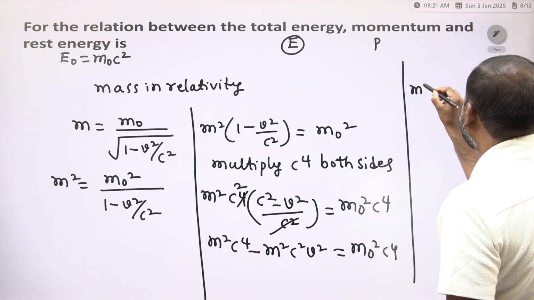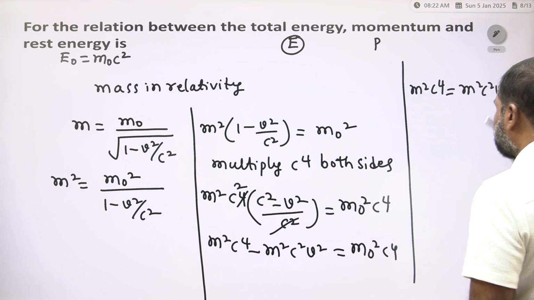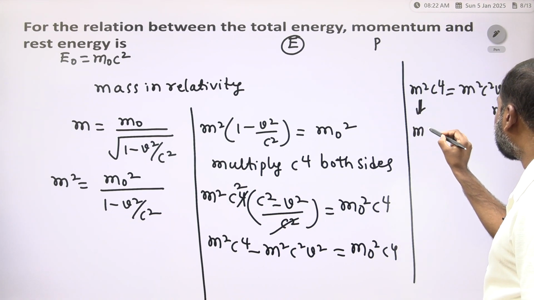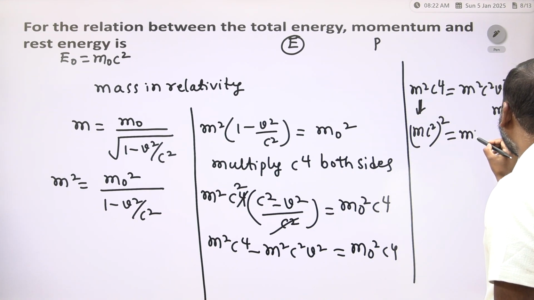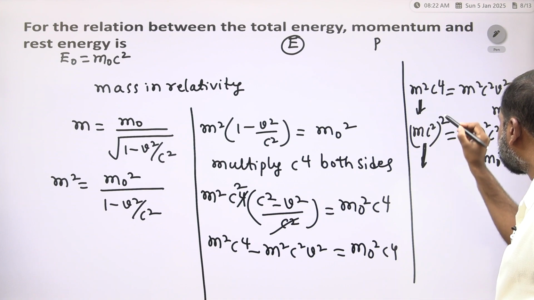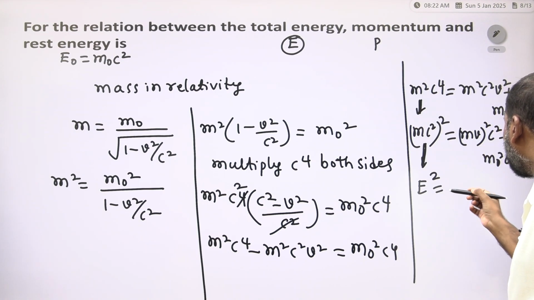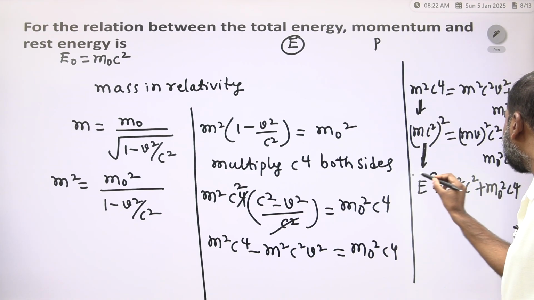Therefore, m square c power 4 is equal to m square c square v square plus m naught square c power 4. We can write this as (mc square) whole square is equal to (mv) whole square into c square plus m naught square c power 4. According to Einstein's mass energy equivalence, E square is equal to p square c square plus m naught square c power 4, where mv is the momentum p. This is the expression.